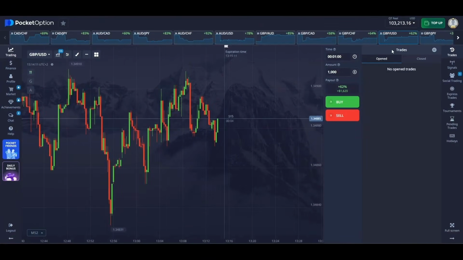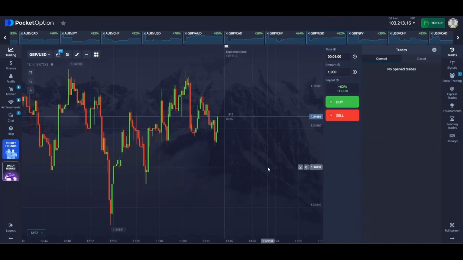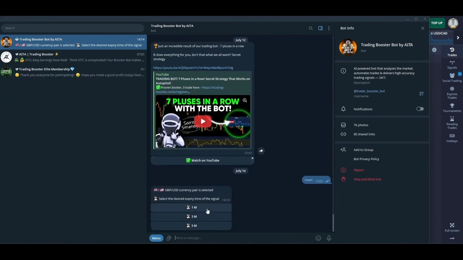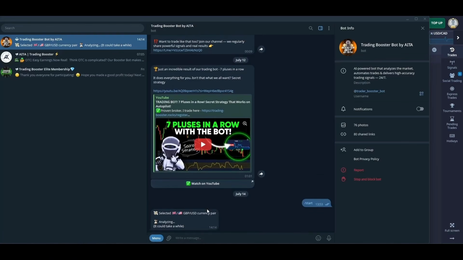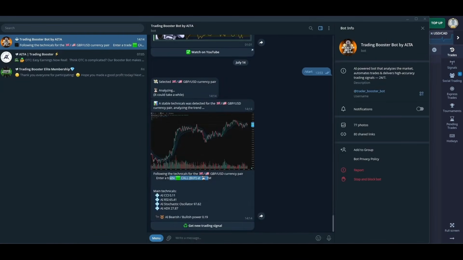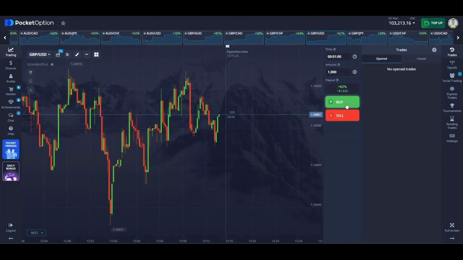For the next currency pair, I'm picking the British pound and Japanese yen. The payout here is small, but the volatility is pretty good. So, this is much more appealing to me than the previous trade. I'm getting a buy signal and opening a buy trade right from here.